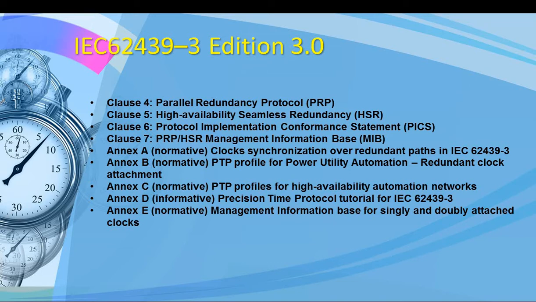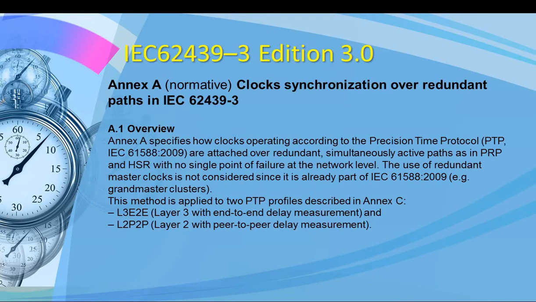Annex D is a guide to precision time protocol, PTP. And Annex E is the management MIB for singly and doubly attached clocks. Because this presentation focuses on PTP, the other parts should not be mentioned here. Annex A is just a summary.